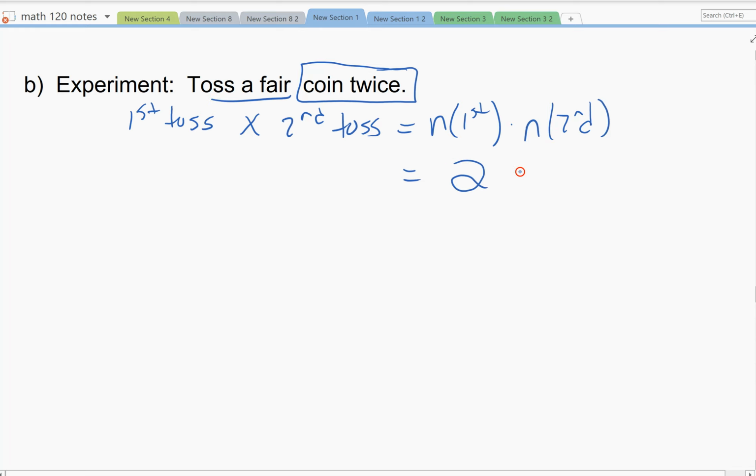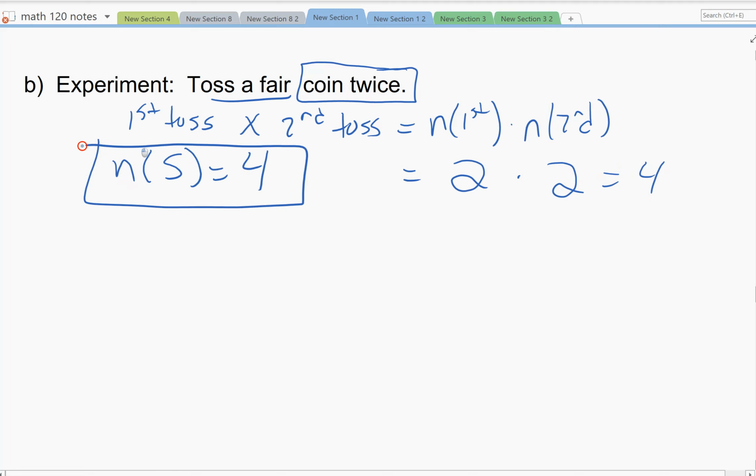There's two possibilities on the first toss, and two possibilities still on the second toss. I get heads or tails on toss one, or I can get heads or tails on toss two. And so, multiply my 2 times 2 to get 4. So the total number in this experiment would be 4 total outcomes, 4 different outcomes if I toss a fair coin twice.